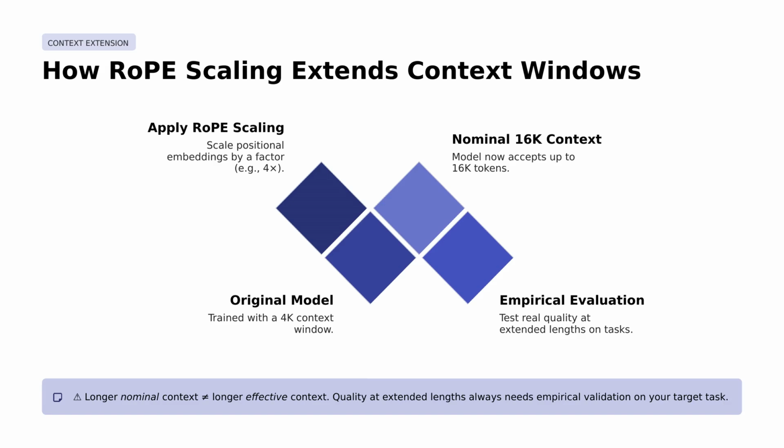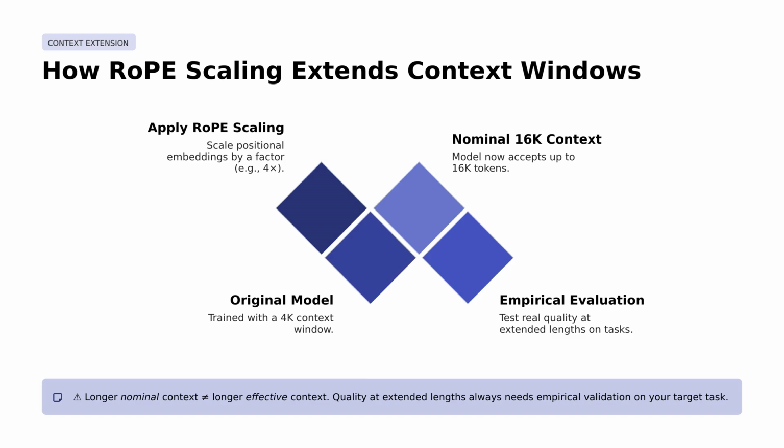A model might be trained on a 4K context window, and then we scale its positional embeddings, for example by 4, to let it accept a nominal 16K context. But that doesn't automatically mean it performs well across all 16K tokens. The longer window is theoretical until you test it, so real quality at extended lengths always needs empirical validation on your specific tasks.